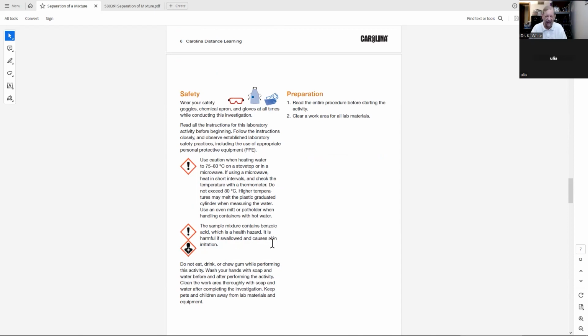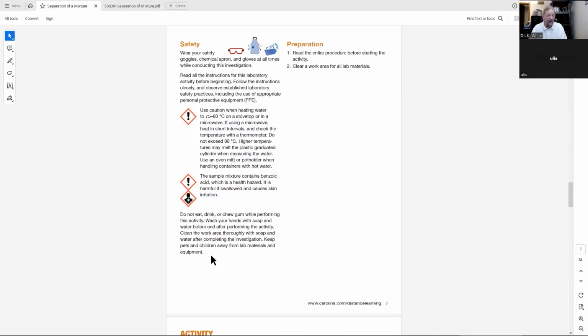Now, the benzoic acid has a health hazard, meaning you don't want to get it on your skin because it'll irritate it, and it's hazardous if you ingest it. You should not be drinking, eating, or chewing gum while doing this activity. Wash your hands before and after. Like I told you, you can tell an organic chemist, especially when they go to the restroom, if they've been working with chemicals, they'll wash their hands before and after. And here they remind you, which I forget, keep pets and children away from the lab material and equipment.